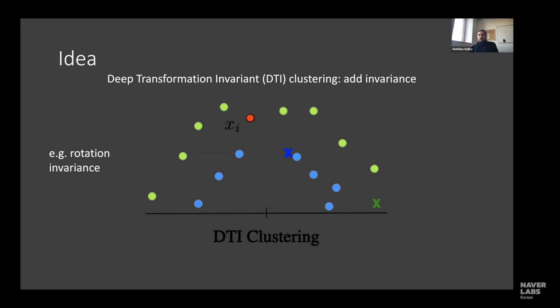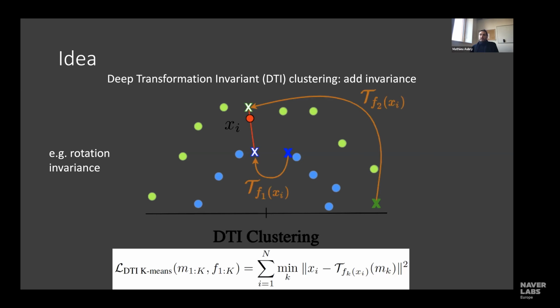But now for a new point, when you want to decide in which cluster you want to associate it, you have to consider that you have to allow rotation. So you have to find the best rotation of the green cross and the blue cross, and only then compare distances with respect to the points that you are trying to associate to a cluster. So if you put that into an equation, you get the equation at the bottom, where the only difference with k-means is that now we allow this transformation. And this transformation, of course, we learn it with a neural network.